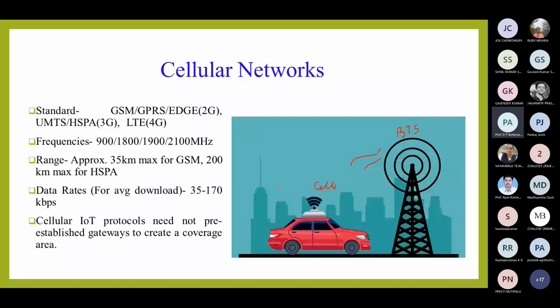Data rate was 35 to 170 kilobits per second, but with 4G you have a much enhanced data rate, where it supports video transmission reliably. Then cellular IoT protocols did not pre-establish gateways to create coverage areas. So that's what is very much there.